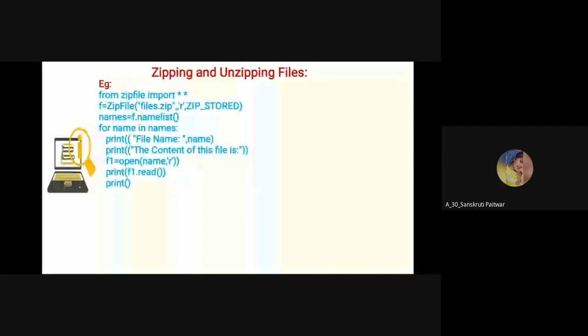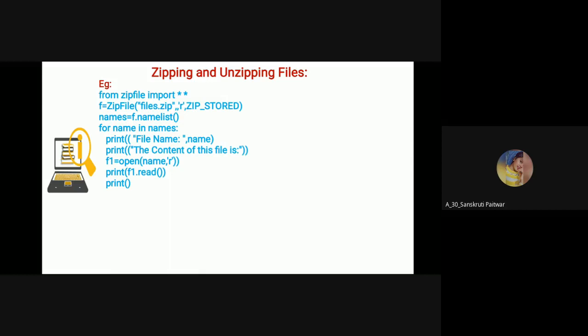Then for name in names, print file name, then print the content of this file is, so f1 = open(name, 'r'). What will happen? We get the list of all the files in the names variable. So for name in names, name will point to each element present in the list names, and that element is nothing but a file name. You can print that file name, then you can open that file in read mode and display the content of that file. So f1 = open(name, 'r'), and then print f1.read(), so you can display all the contents present in that file.